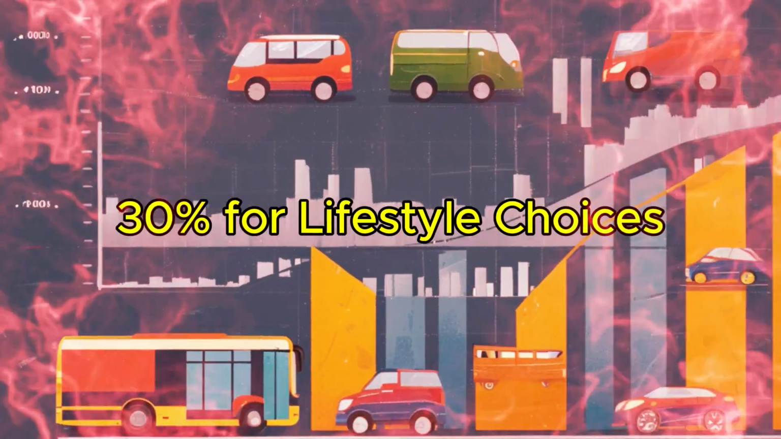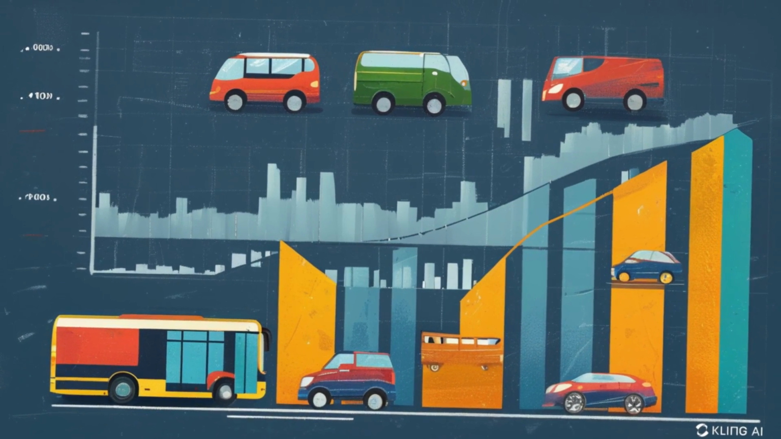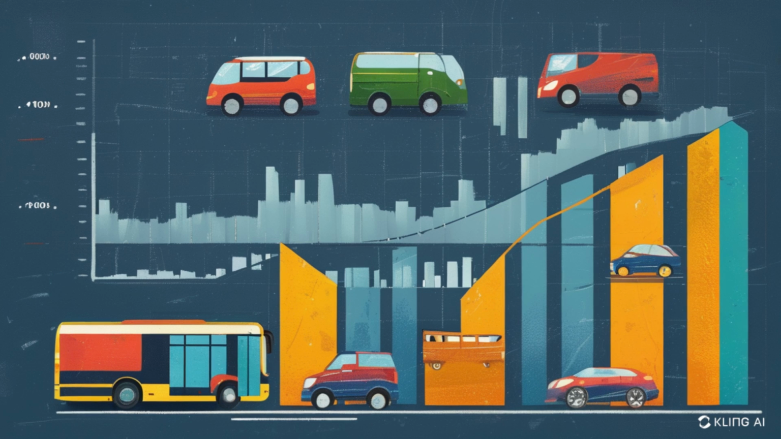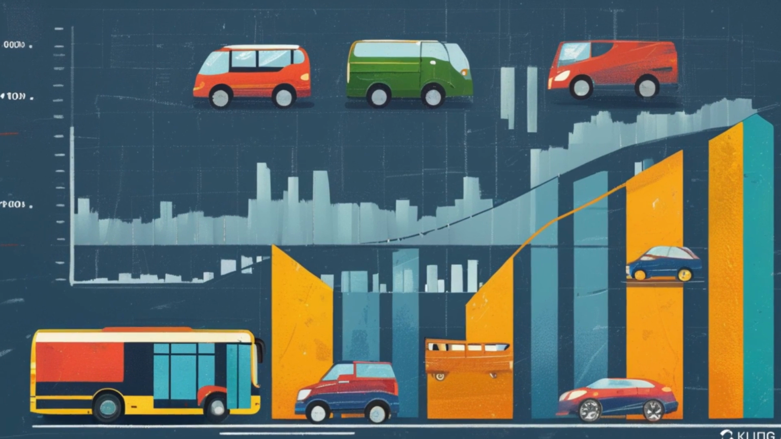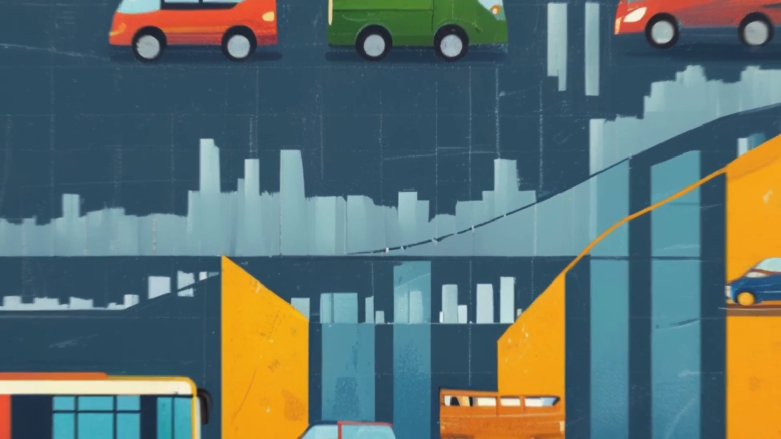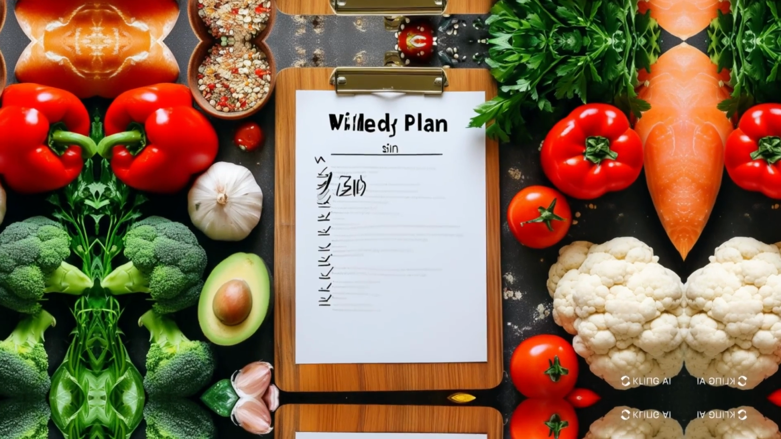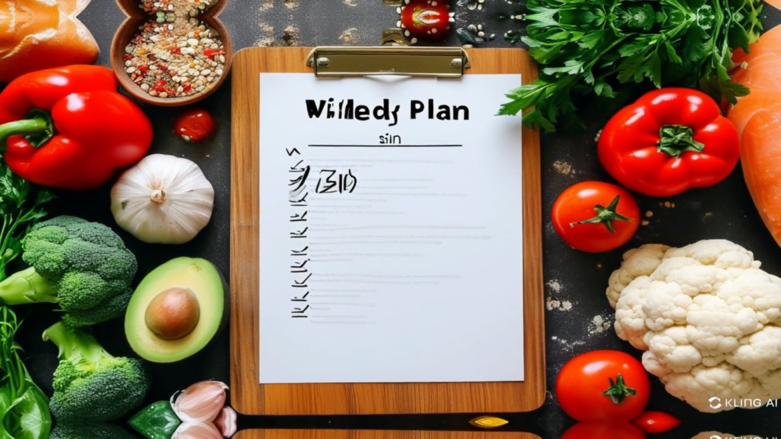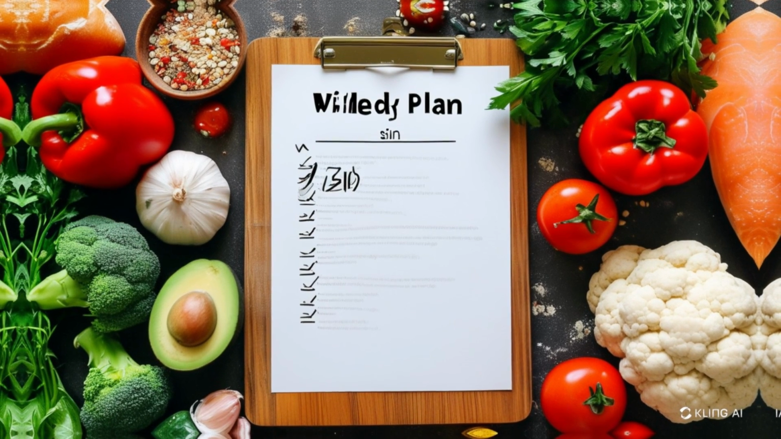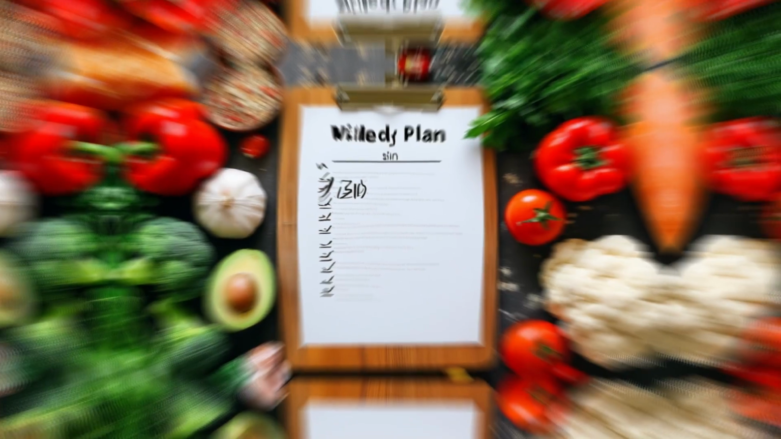30% for lifestyle choices. According to the 50-30-20 rule, 30% of your income should be allocated to lifestyle-related expenses, including entertainment, leisure, and personal purchases. This allocation is essential to maintaining a balance between your needs and the ability to enjoy comforts and activities that contribute to a well-rounded lifestyle. Let's break down what goes into this category and how to manage it effectively.